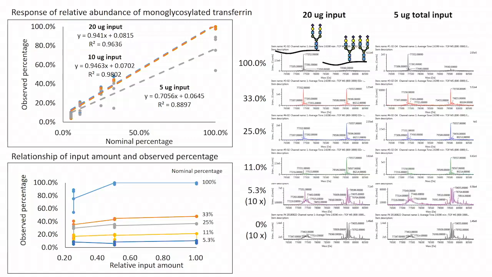But nevertheless, at a very low relative abundance of disialotransferrin, we can still see very discernible peaks at about 5.3% of disialotransferrin. We can still have a very nice signal-to-noise ratio right here. So we can still identify the disialo form, but not for quantitative purposes.